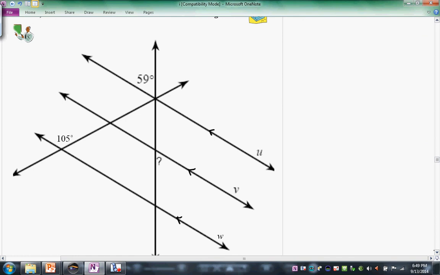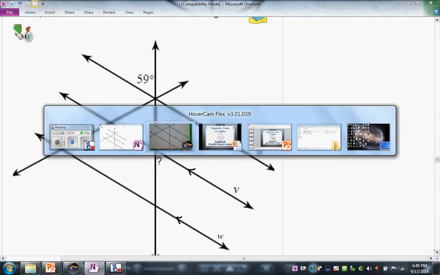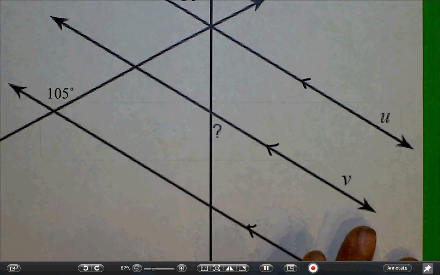So taking a look at this page, our goal is to find everything possible knowing those lines are parallel. Let me get my page here. We're going to do this one together. And we'll do the next one together for time's sake. Taking a look.